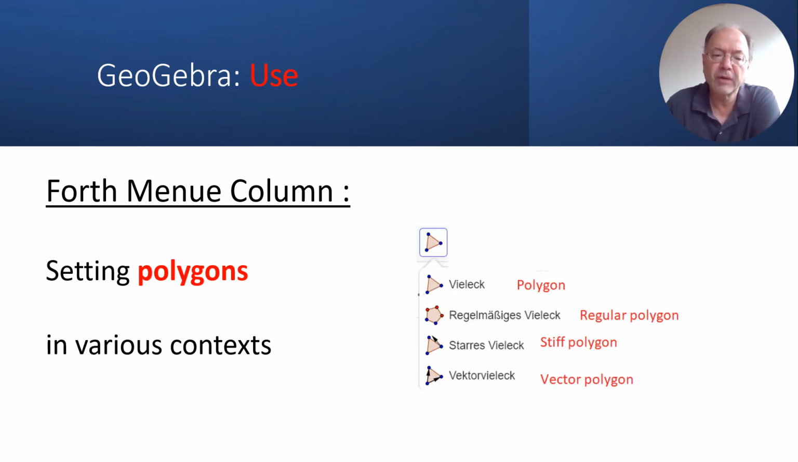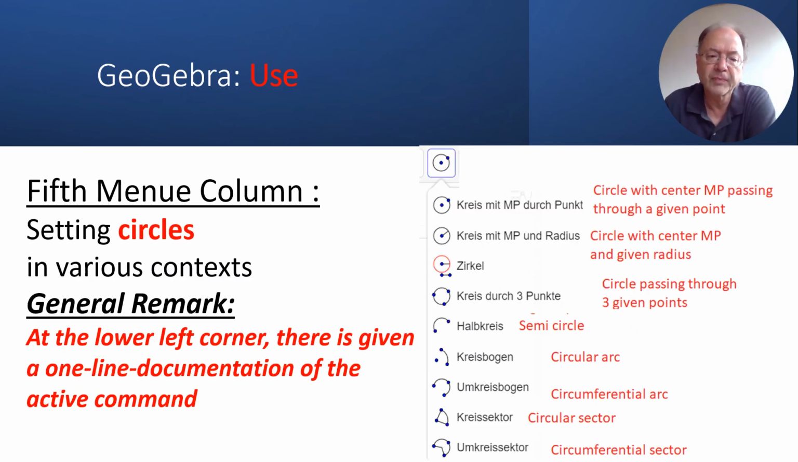The fourth menu column is about setting polygons. We have talked about that. For example, a triangle, you would pick the 3 corners and afterwards you would pick the first corner again, and then it knows the polygon is closed. In the same way, you can define any other polygon, of course. And you can define more special ones like regular polygons or stiff polygons in this way, or vector polygons.